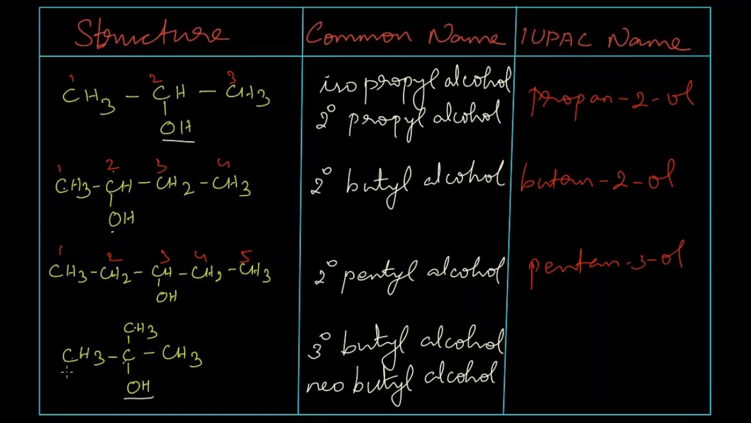Now this, the last one. 1, 2, 3. 3 carbons are present in the straight chain. In the second carbon, OH is present. And also here a methyl group is attached to the second carbon. So we need to name the guest first. So here the guest is methyl. So 2-methyl. Straight chain, 3 carbons. So propan. To which carbon is the functional group attached? To the second carbon. So 2-methylpropan-2-ol is the IUPAC name of this compound.